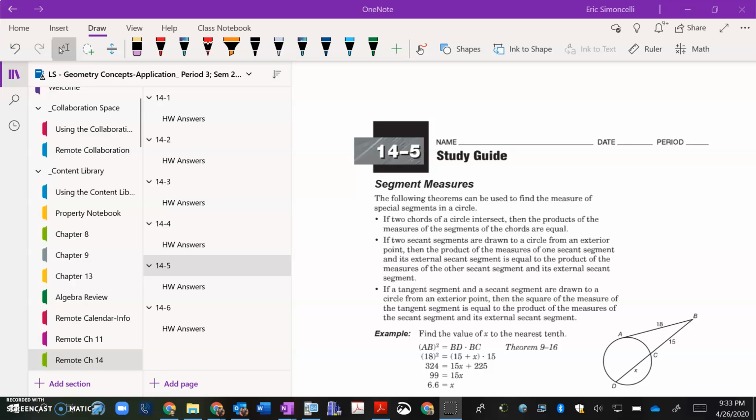Today we're going to be talking about segment measures. The following theorems can be used to find the measure of special segments in a circle. First, if two chords of a circle intersect, then the products of the measures of the segments of the chords are equal. Let's take a look at a depiction of this to help frame our understanding as we continue.